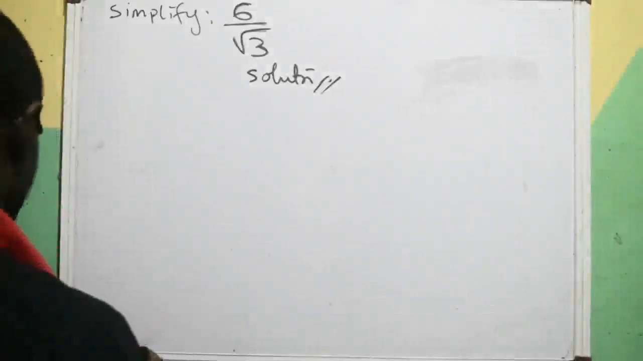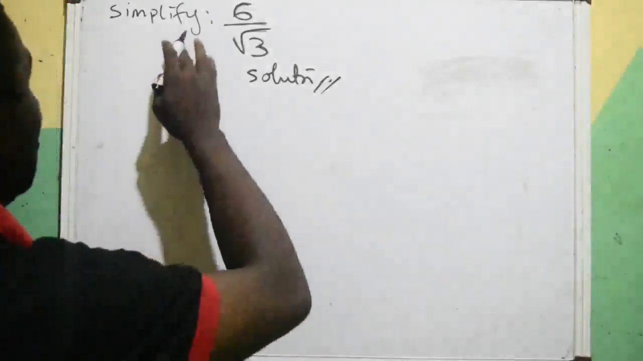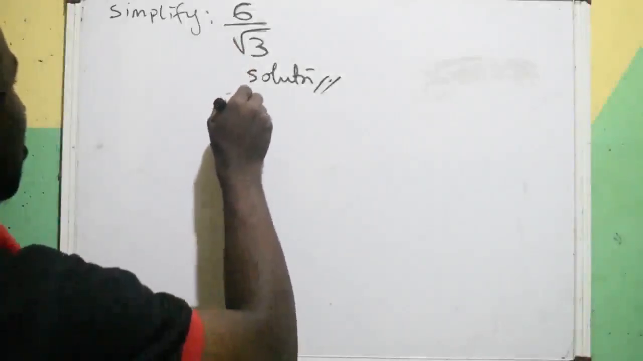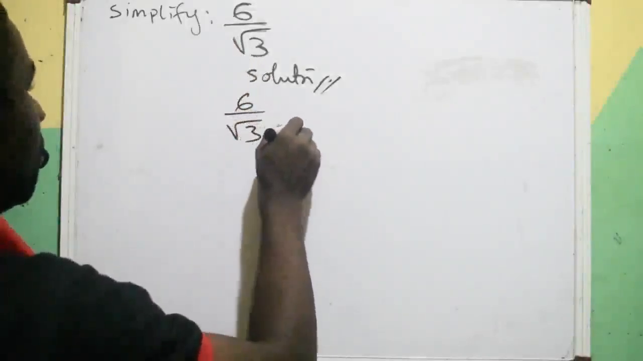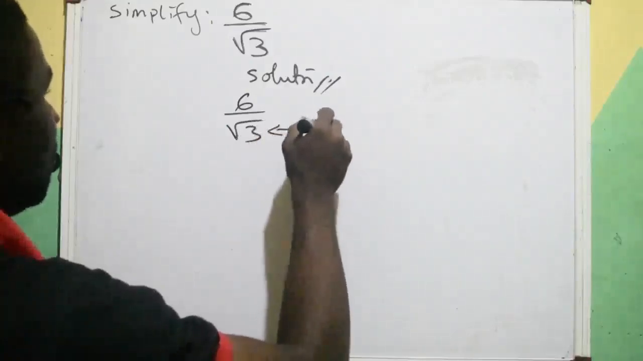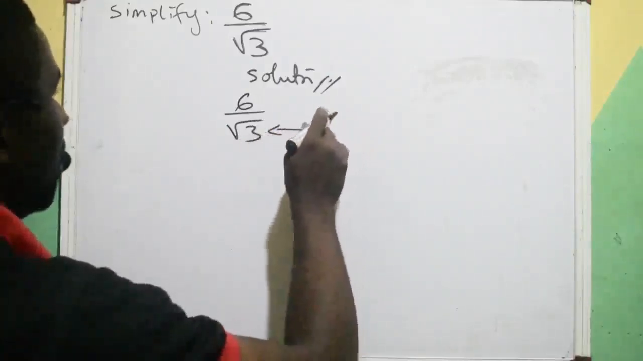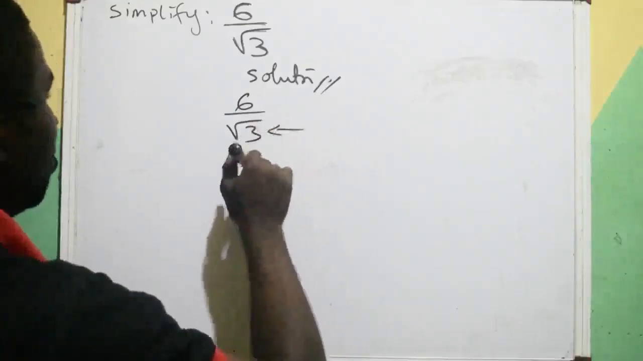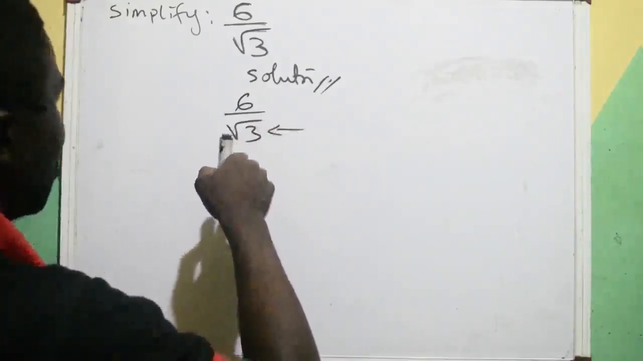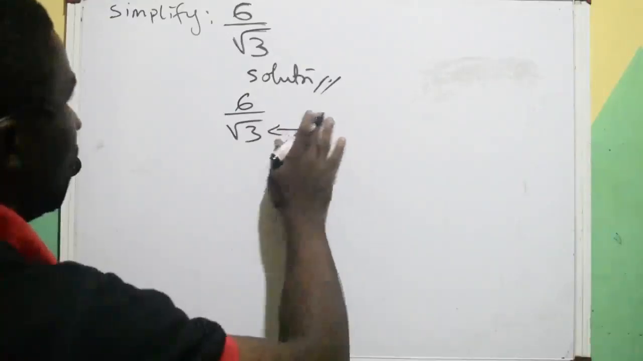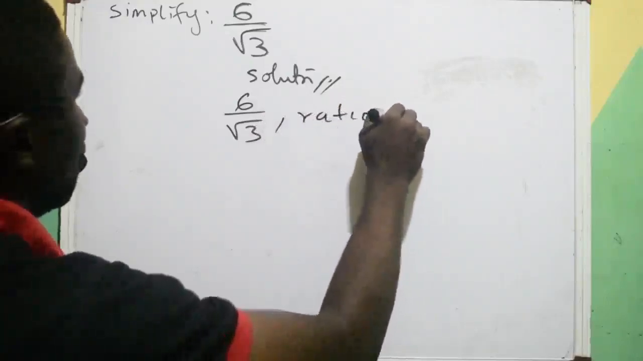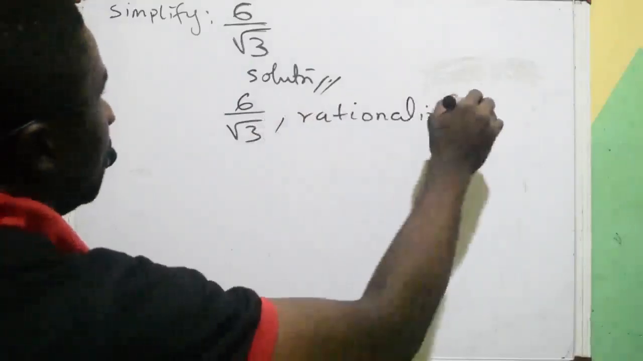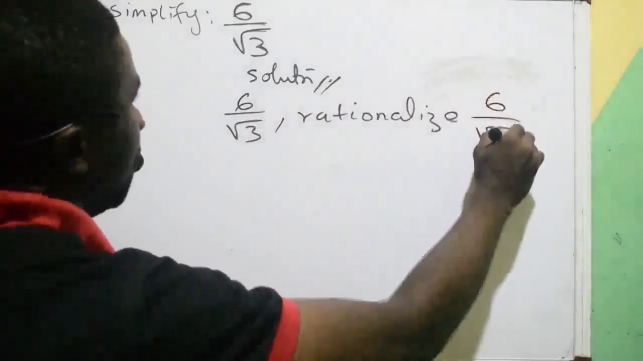So this is the third example in today's video. We have been given this to simplify. The next thing to do is to bring down the question, which is 6 over root of 3. We check here: this given question has a square root at the denominator. Anytime we have a square root at the denominator and the number under the root is a non-perfect square, we rationalize. We say rationalize 6 all over root of 3.